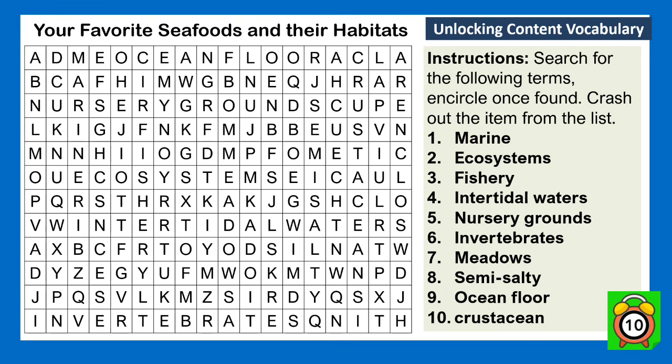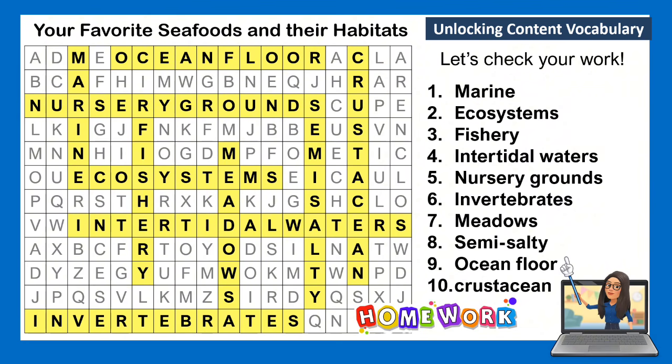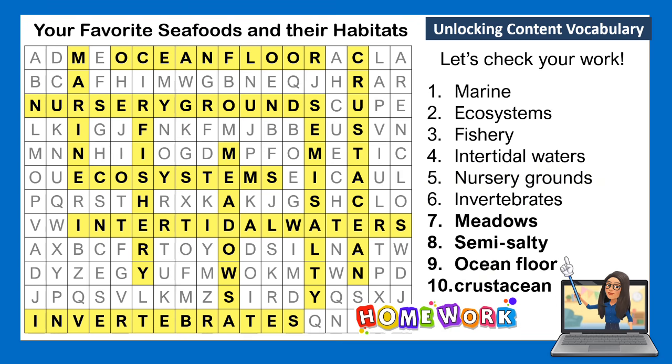This time, we are going to have a word search on your fave seafoods and their habitats. Search for the following terms, encircle once found, and cross out the item from the list. Let us see if you found the words marine, ecosystems, fishery, intertidal waters, nursery grounds, invertebrates, meadows, semi-salty, ocean floor, and crustacean.